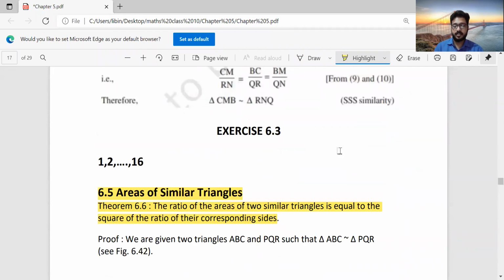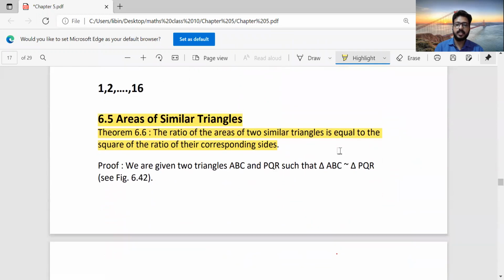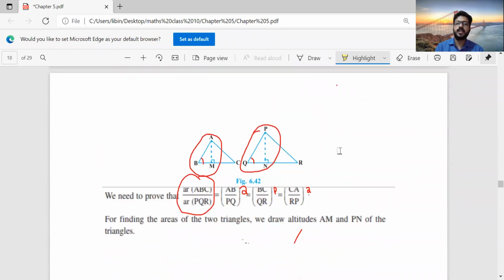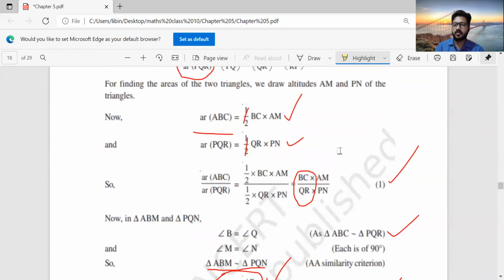So in today's class, we have seen areas of similar triangles, and we have seen that the ratio of areas of two similar triangles is equal to the square of the ratio of their corresponding sides. We have seen that proof. You can learn this proof as well.